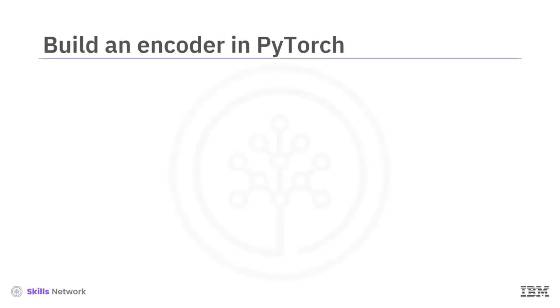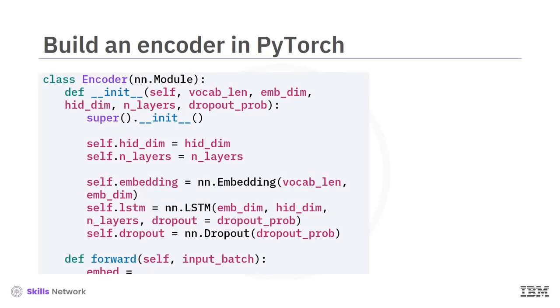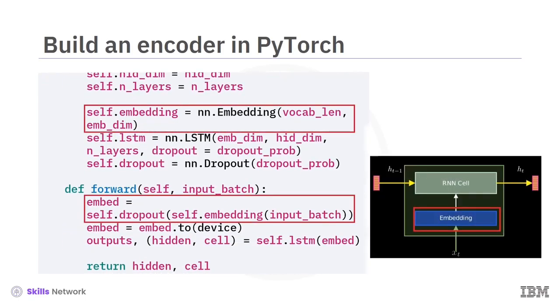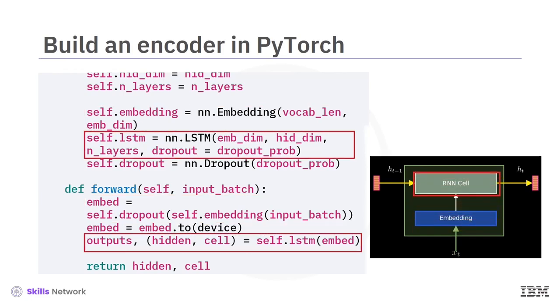To build an encoder in PyTorch, define a class inheriting from torch.nn.Module, similar to a standard neural network. The embedding vectors serve as input to a long short-term memory, or LSTM, layer characterized by n_layers, that is, the number of recurrent layers, and hid_dim, that is, the size of the hidden and cell states. Incorporate dropout as an optimization technique to enhance performance.